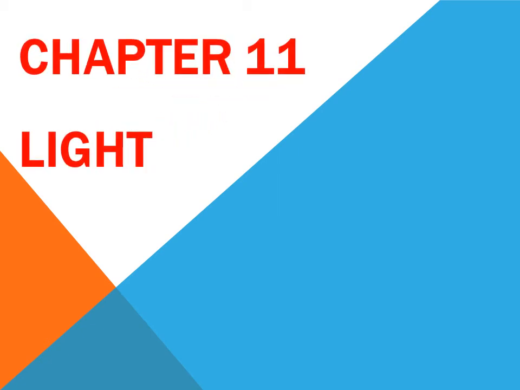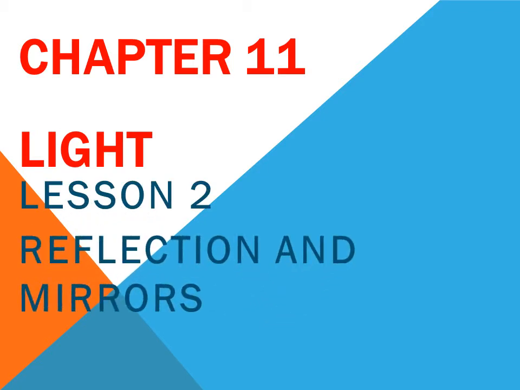Chapter 11 Light. Lesson number 2 Reflection and Mirrors. Textbook page number 336 to 341. In this lesson, we are going to learn about the types of reflection and the image formation by different types of mirrors.